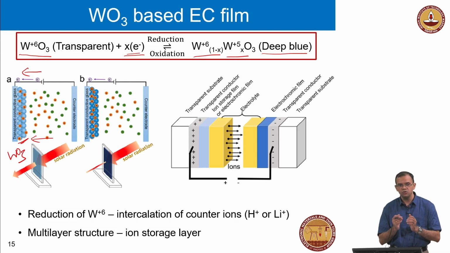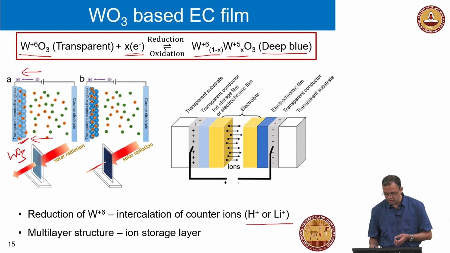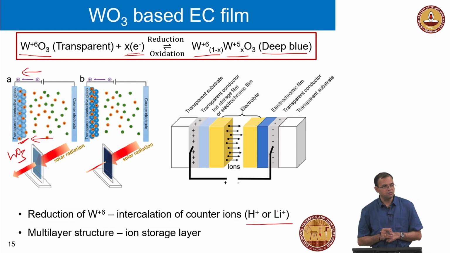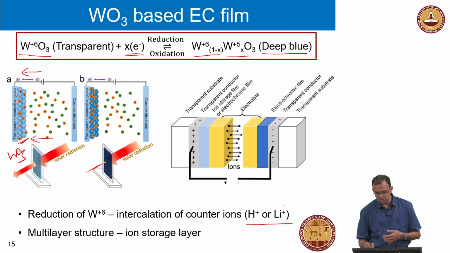When you want to go from colored to transparent, you need to reverse the polarity so that the electrons go out and the intercalated ions also go out. Typically the counter ions used are either H+, depending on what electrolyte you use, or it could be a lithium based electrolyte, in which case it is lithium+. Again, there are some parallels with solid state batteries, because in batteries also we look at lithium ions essentially moving from the anode to the cathode.